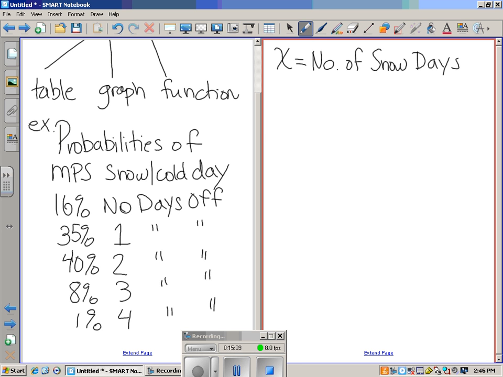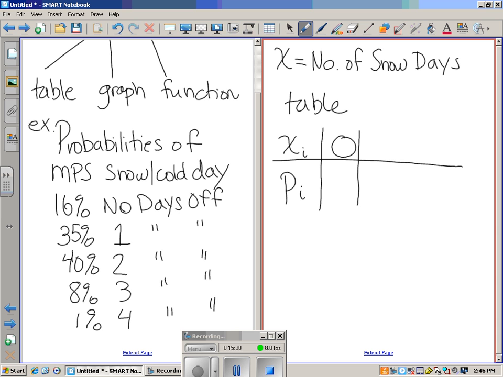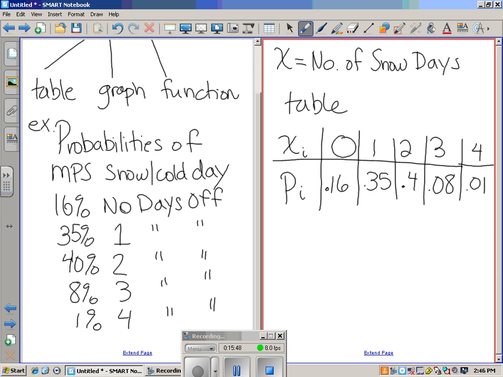We can create a probability table. The table looks like this. On the top row, we have our possible outcomes labeled as x sub i, and then the probability of each of those outcomes. So the probability of 0 snow days is 0.16, 1 snow day is 0.35, 2 is 0.4, 3 snow days is 0.08, and 4 snow days is 0.01. So that is our probability distribution table.